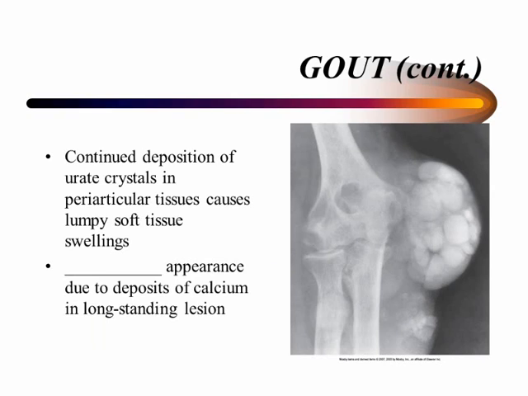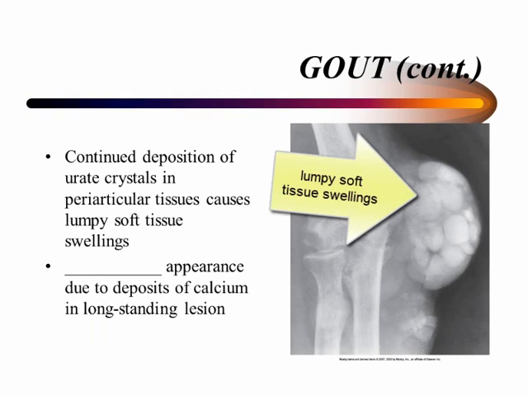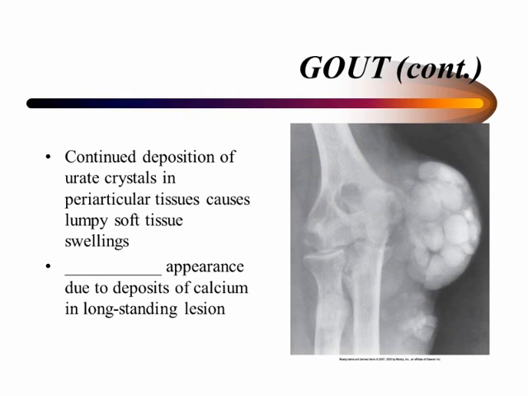Continued deposition of urate crystals in the periarticular tissues causes the development of the characteristic large, lumpy, soft tissue swellings representing gouty tophi. In addition to the first metatarsal phalangeal joints, other common sites of tophi are the ear, olecranon bursa, and insertion of the Achilles tendon. Tophi, consisting of only sodium urate, appear as soft tissue densities. Deposition of calcium in these urate collections causes the periarticular masses to become radiopaque.